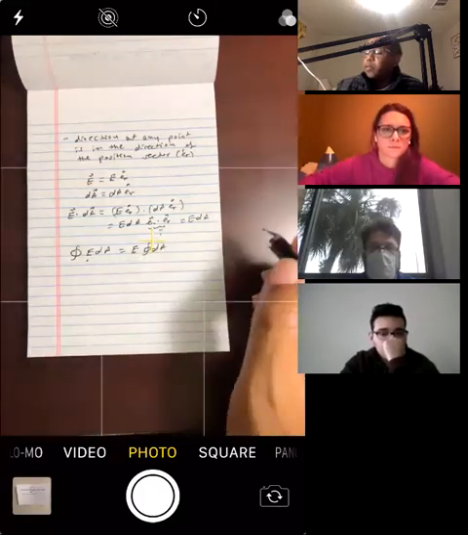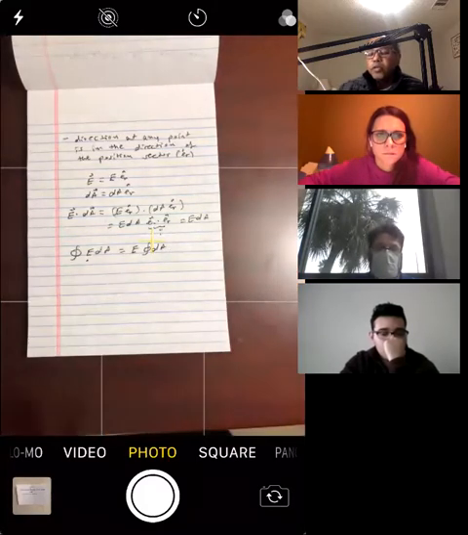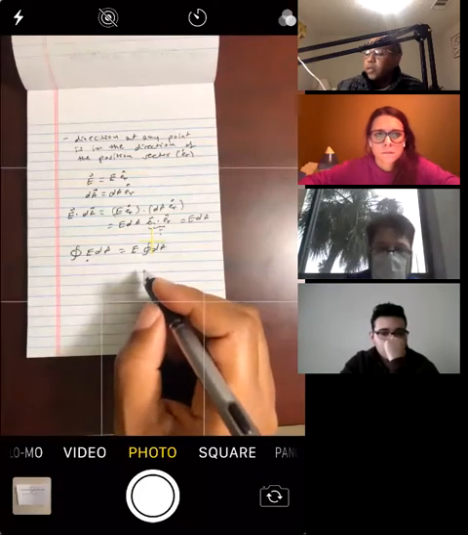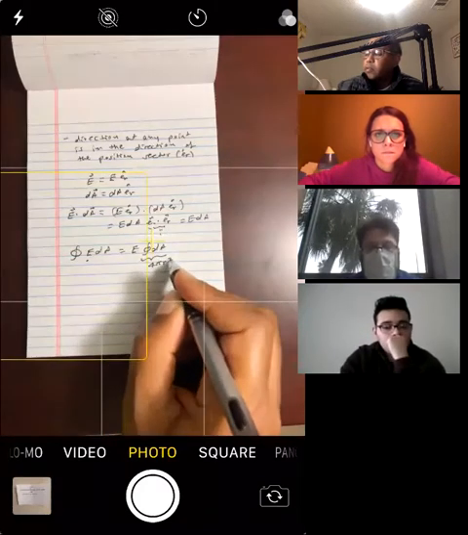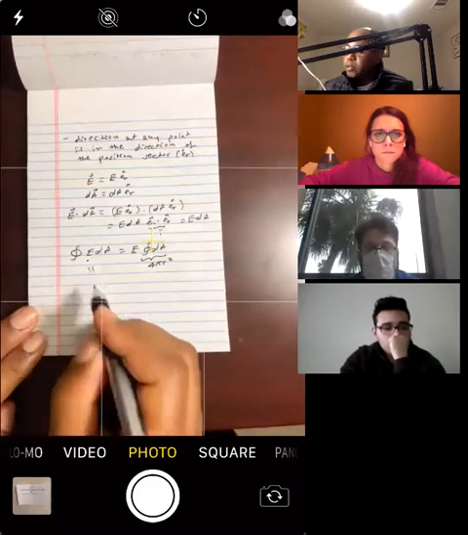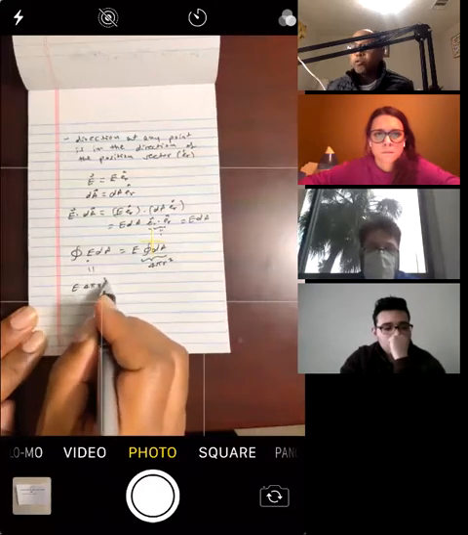If I add up all the small area elements of the entire surface area, what do I get? I get the surface area of the sphere, right? And the surface area of the sphere is 4 pi r squared. So this integral over here is E times 4 pi times the radius squared.